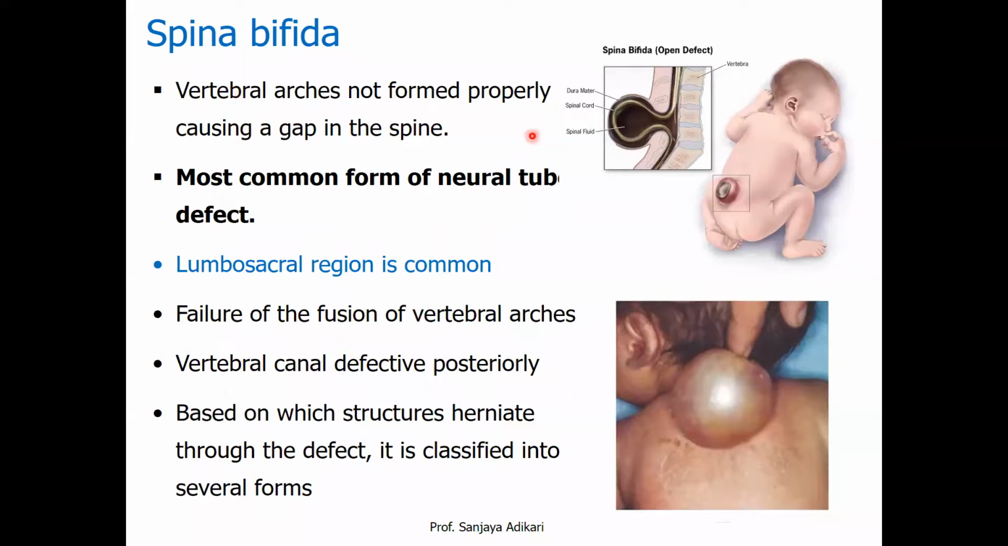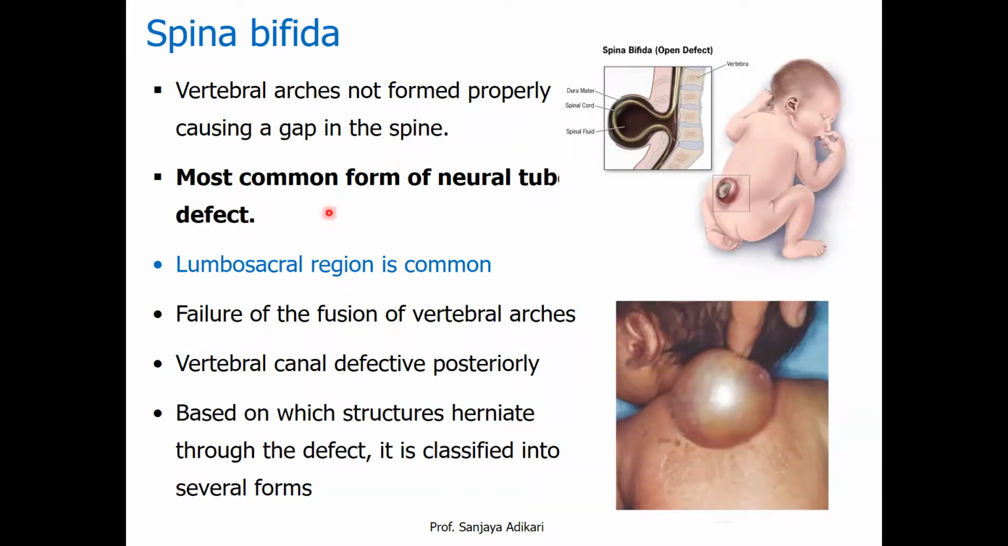And it is the basic problem in spina bifida. Bifida means it's divided into two sides, right? We said the sclerotome of the somite gives rise to the vertebra, and initially it develops from the anterior side, the body, and then vertebral arches are formed by the migrating cells from the sclerotome. Cells migrate and form the vertebral arches. In this condition, vertebral arches are not formed properly, causing a gap in the spine.